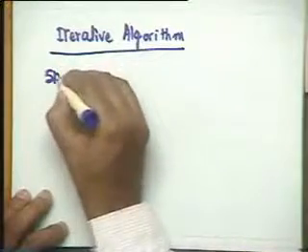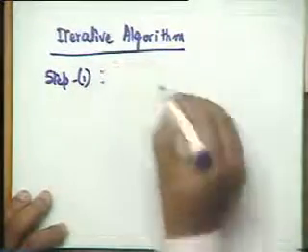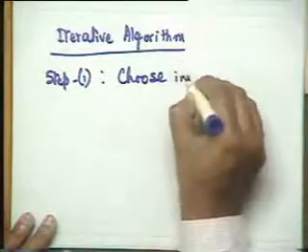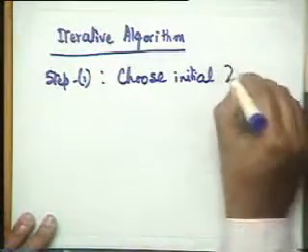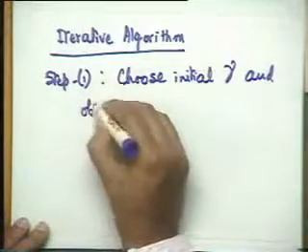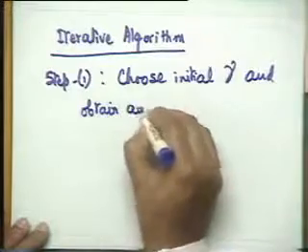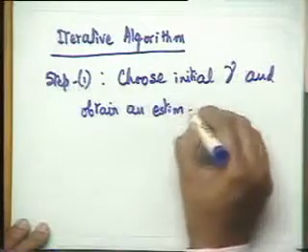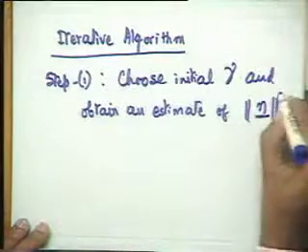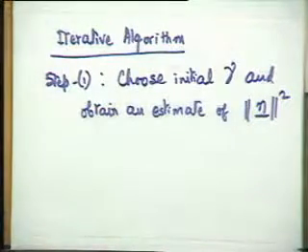So what is going to be the step 1 of our iteration? We have to obviously choose an initial estimate of gamma. Okay, so choose initial gamma, and also in the first step we must obtain an estimate of n square, and I think the rest of the things can follow very simply.